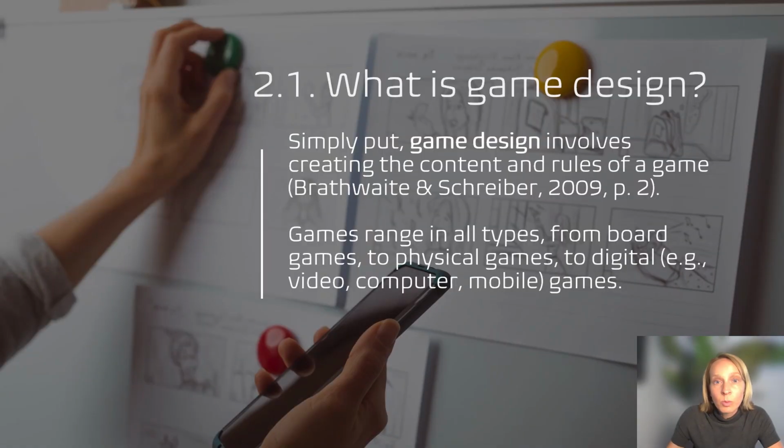So first, what is game design? Just a quick definition from readings is that game design involves creating the content and rules of a game. Again, games range in all different types, but pretty much when you're designing a game, you're thinking of the content, the rules, and obviously you want to think about fun and things like that. And we're going to talk about what might be termed aesthetic and the feelings that a game makes you feel. But basically, when you're doing game design, you're creating these structures for people to play.